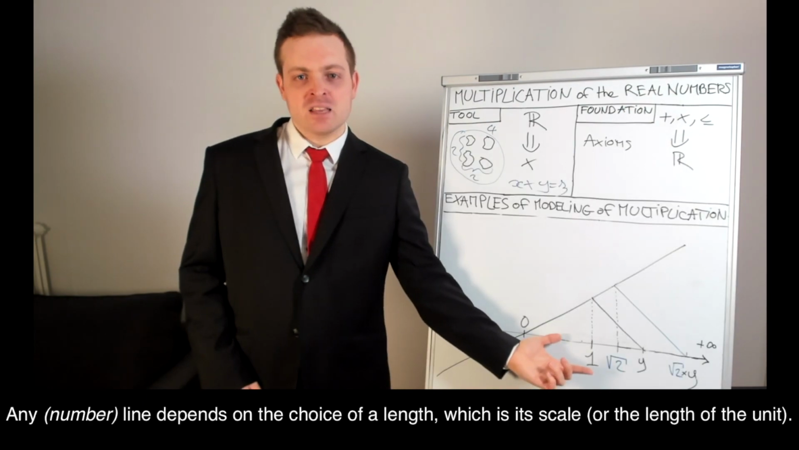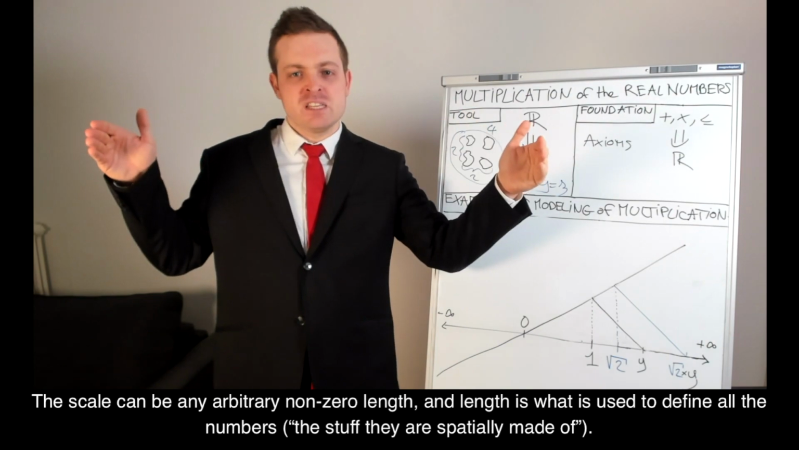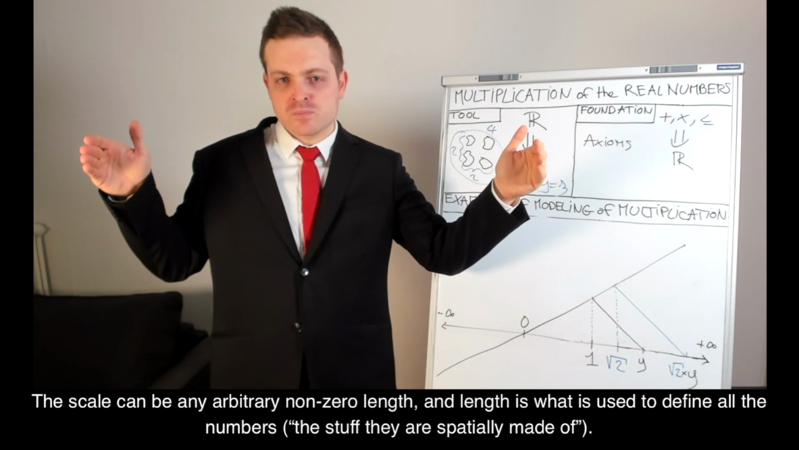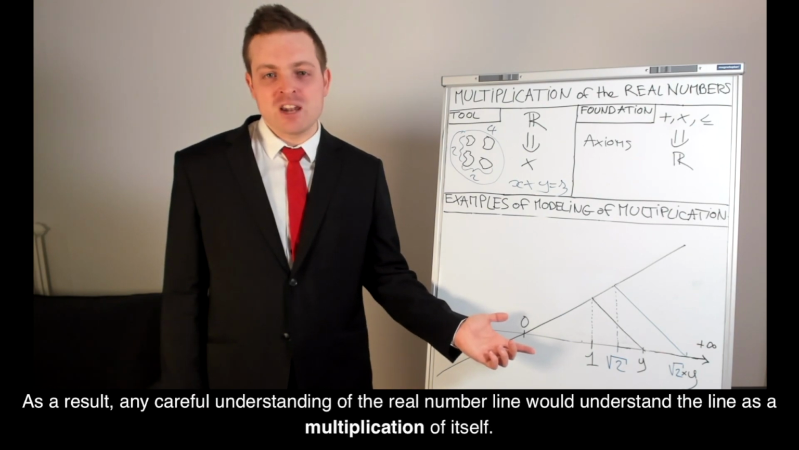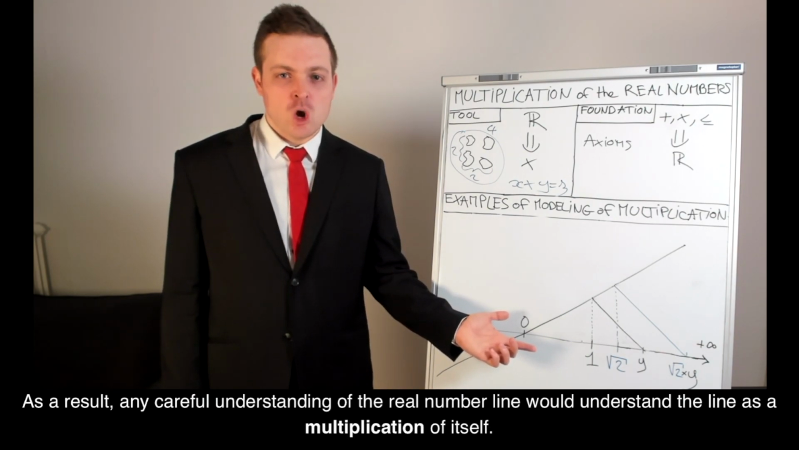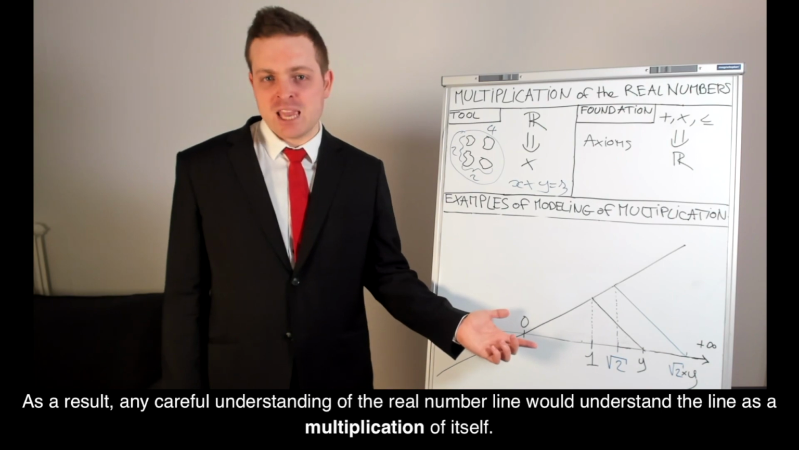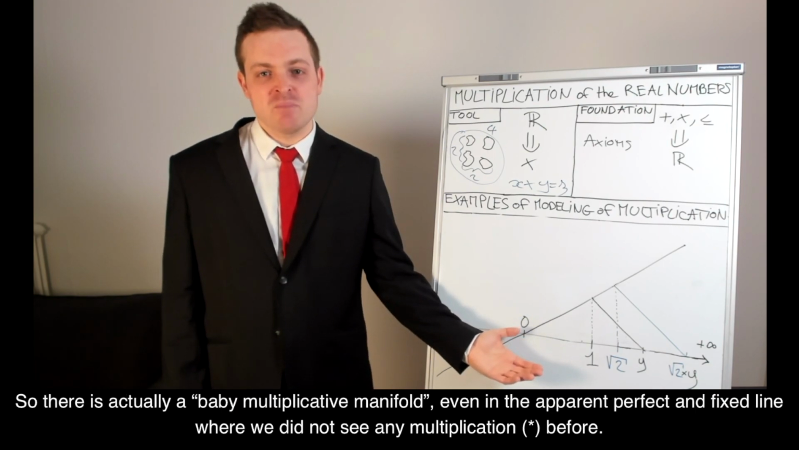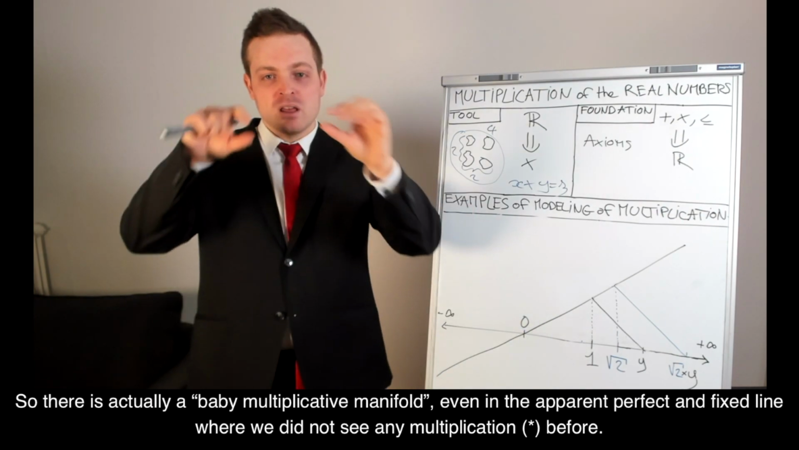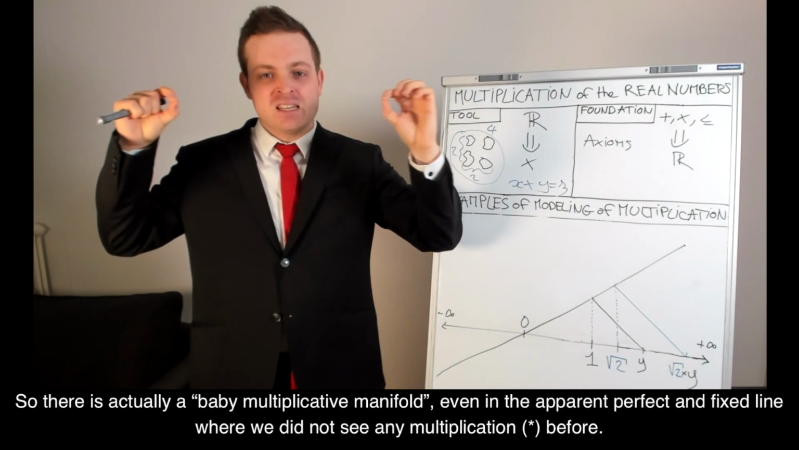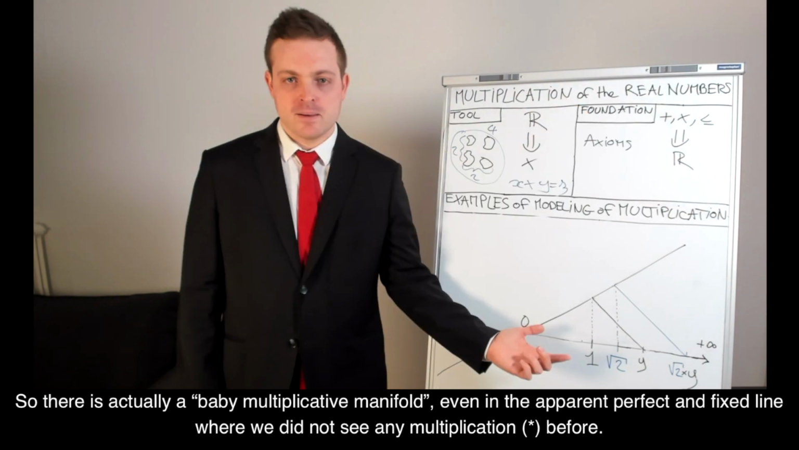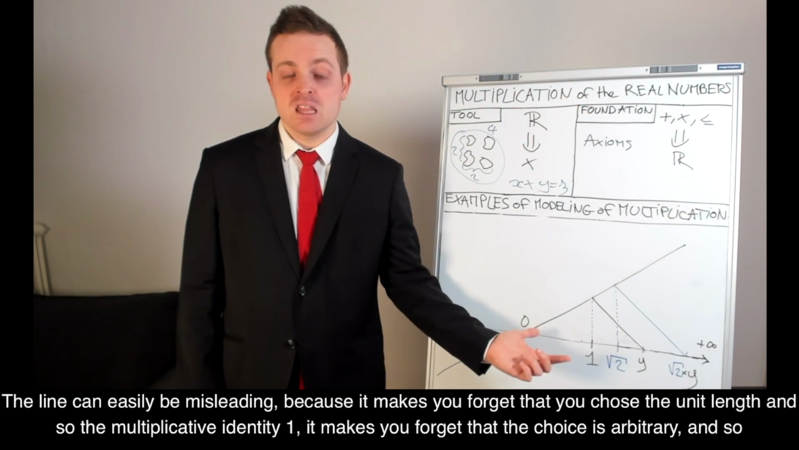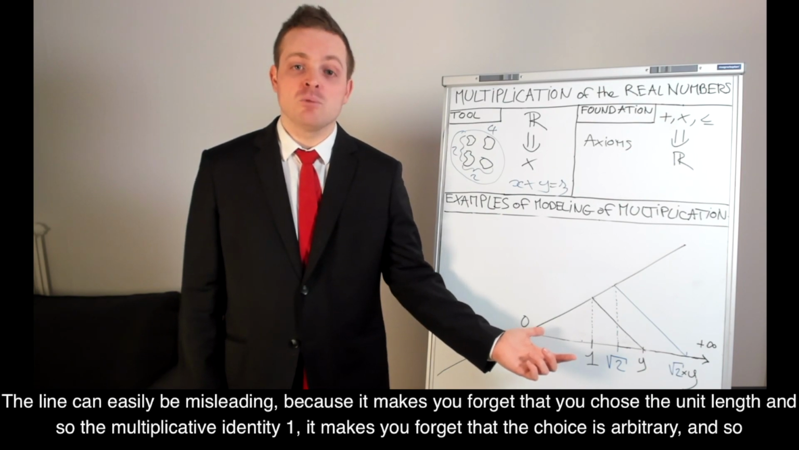Any line depends on the choice of a length, which is its scale or the length of the unit. The scale can be any arbitrary non-zero length, and the length is what is used to define all the numbers. As a result, any careful understanding of the real number line will understand the line as a multiplication of itself. So there is actually a baby multiplicative manifold even in the apparent perfect and fixed line where we didn't see any multiplication before. The line can easily be misleading because it makes you forget that you chose the unit length, and so the multiplicative identity.